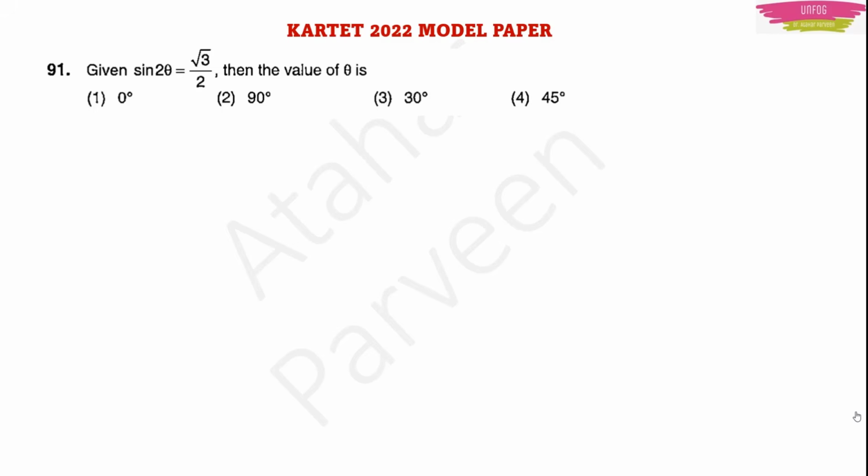Next question. I have taken this question from a model question paper. The question is: given sin 2θ = √3/2, then the value of θ is. See, just now I told you, right? Square root of 3 by 2 means you should know that it should be cos 30 or sin 60.